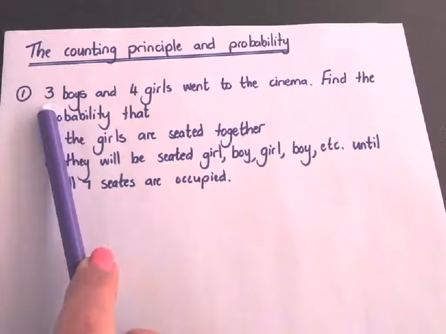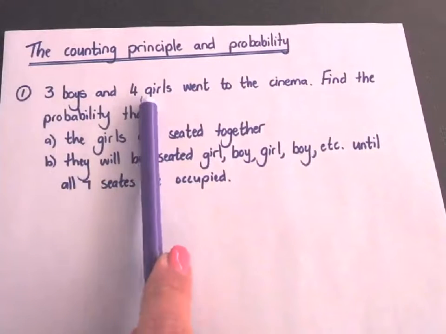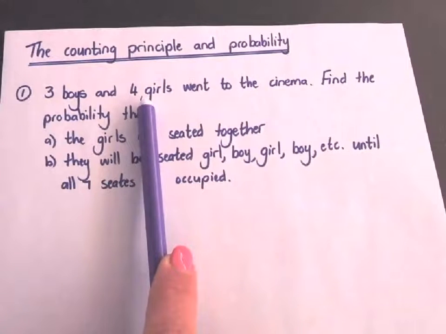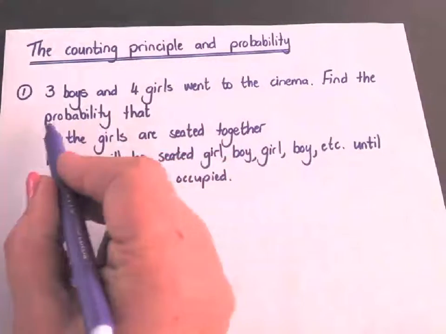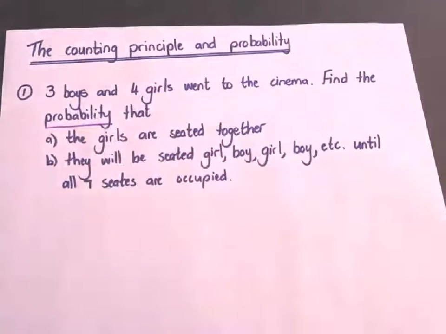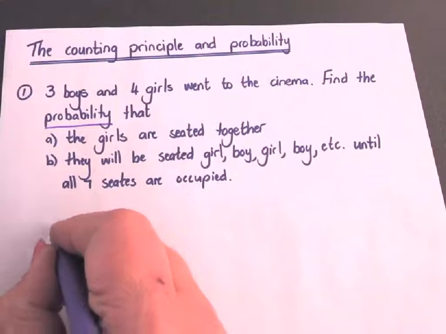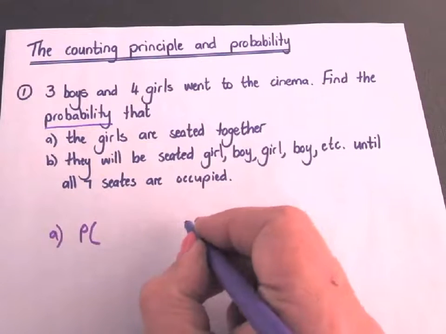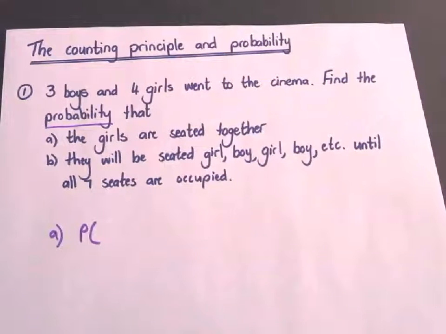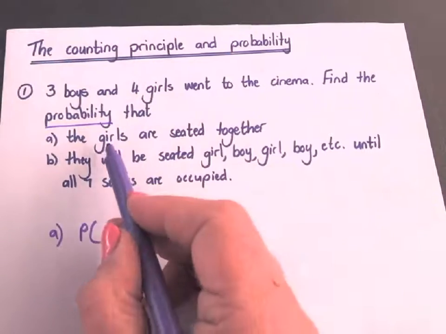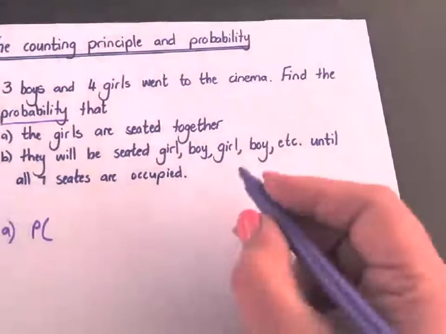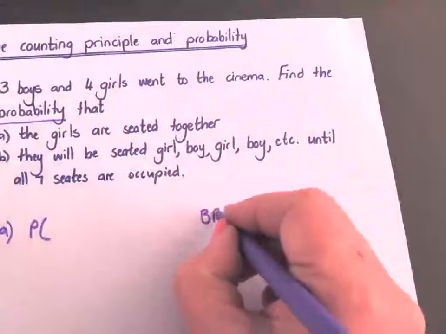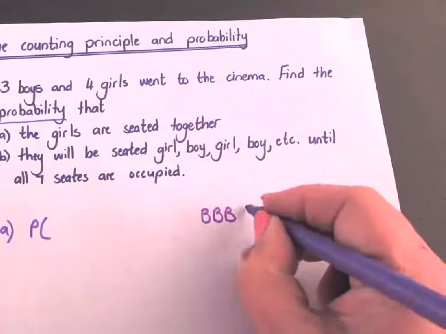They say, question 1, 3 boys and 4 girls go to the cinema. Find the probability. So if you hear or read probability, it means that you have to find the P of something. Of girls that are seated together. Okay, we have 3 boys and 4 girls.